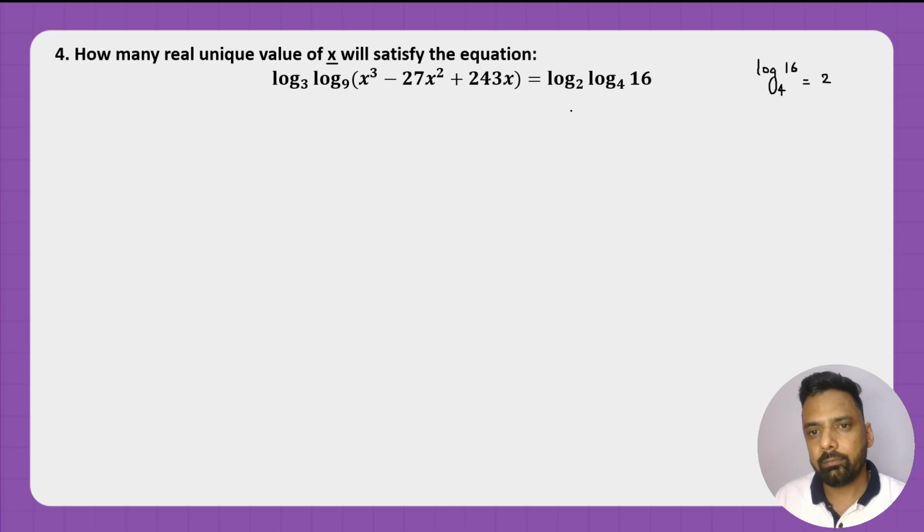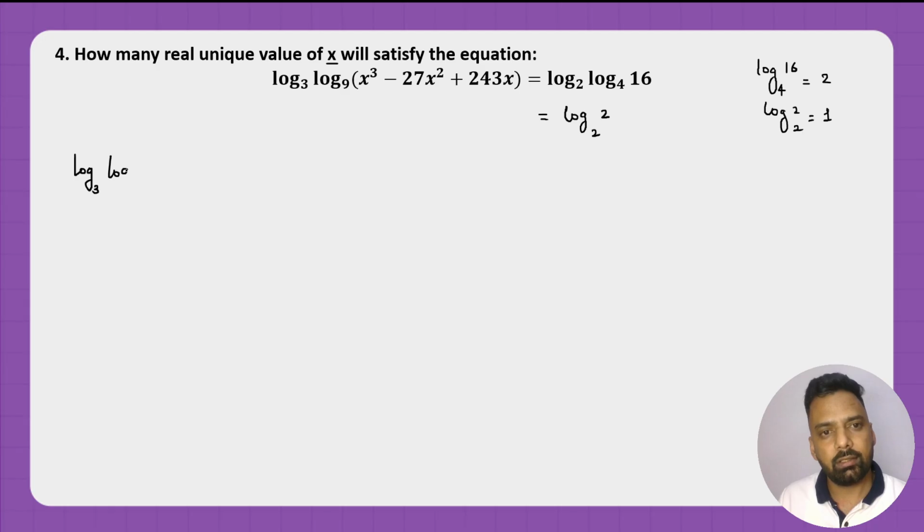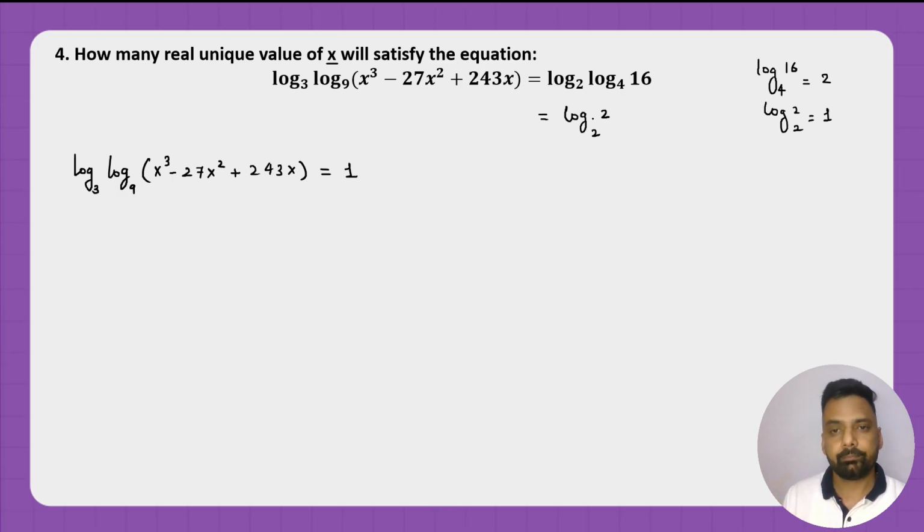So this will become, I can write it as log 2 and 2, right? Log 16 on base 4 is equal to 2, and also log of 2 on base 2 is equal to 1. So the whole equation I can write like this: log base 3 of log base 9 of x cube minus 27x square plus 240x is equal to 1, right? So on the right hand side I have 1. Simple. Log 16 on base 4 is 2, because 4 square will give me 16, and log 2 on base 2 is 1. So on the right hand side we have 1.